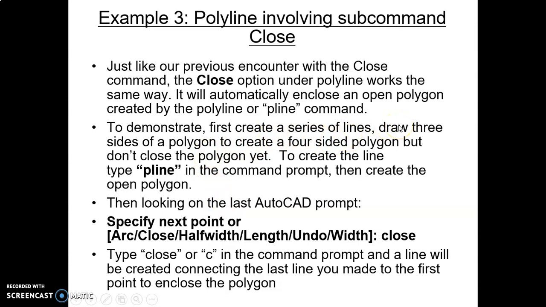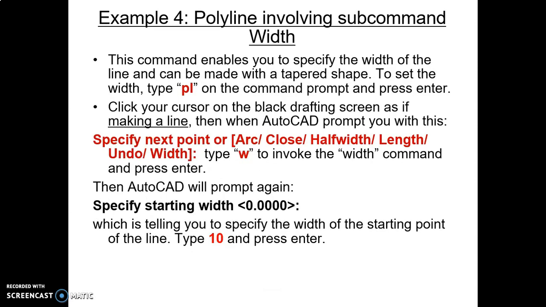Draw 3 sides of a polygon to create a 4-sided polygon, but don't close the polygon yet. To create the line, type PLINE in the command prompt and then create the open polygon. Then at specify next point, you type close, or the shortcut is C. A line will be created connecting the last line you made to the first point to close the polygon. So you type C, and it will automatically close the polygon.